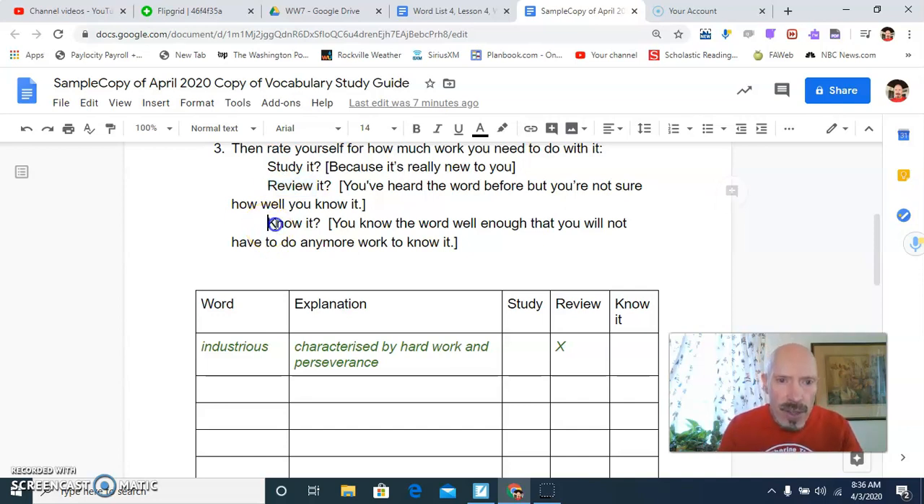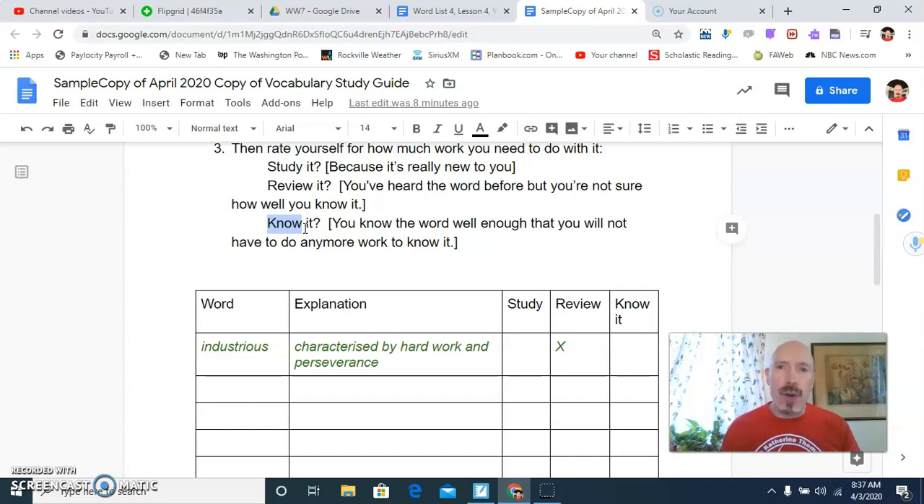Now, here's the interesting thing. Let's say you know this vocabulary word. Let's say you use the word industrious all the time. My friends are industrious. My mom is industrious. My neighbors are industrious. Well, then you know it. Put an X there, and when it comes time to prepare for the quiz, you're not even going to bother making a flashcard with it. You're not going to bother asking a friend to test you on it. You know the word. Why waste time on it, right?